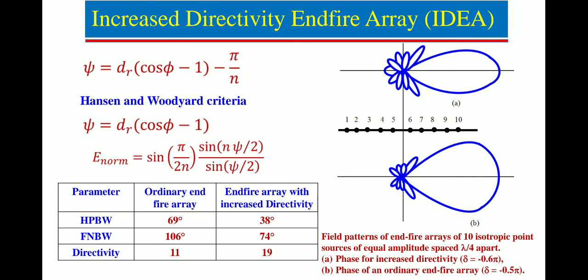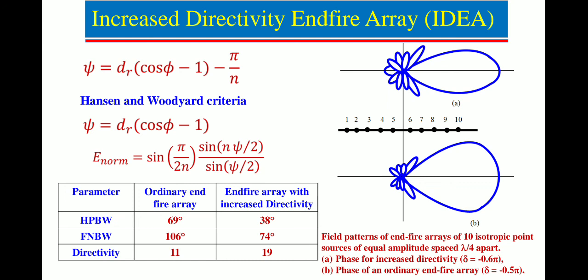So, increased directivity end fire arrays. What is meant by increased directivity for the end fire arrays, that we have to see here. So how can the directivity be increased? Here we consider delta equal to minus d r minus π by n, which is the Hansen-Woodyard criterion. Here we use psi equal to d r (cos phi minus 1) minus π by n, and E normalized will be equal to sin(π/2n) into sin(nψ/2) by sin(ψ/2).